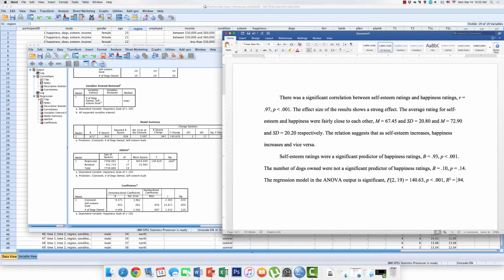Again, there's no 0 in front of the r-squared because the highest number r-squared can go to is 1. So continuing on from that, we can say that self-esteem and the number of dogs owned account for 94% of the variance in happiness ratings.